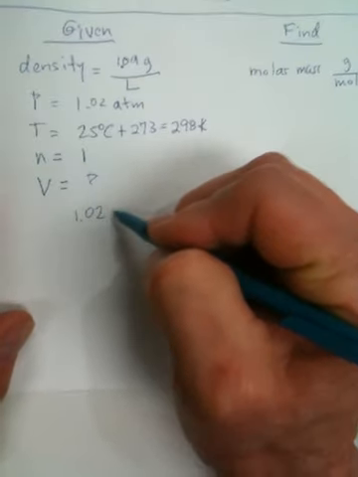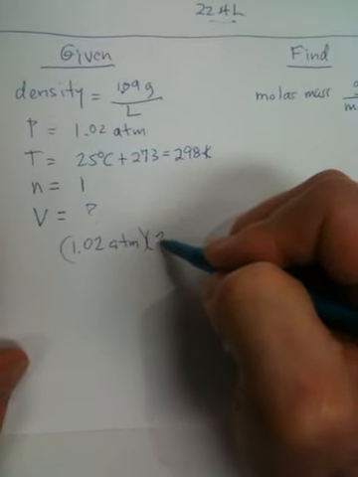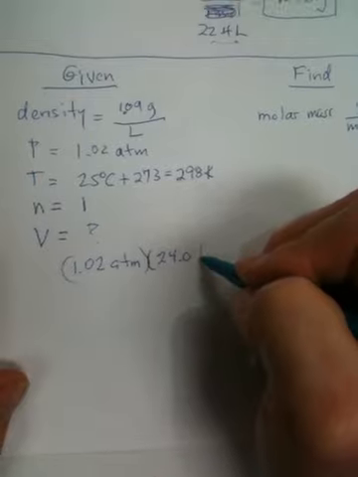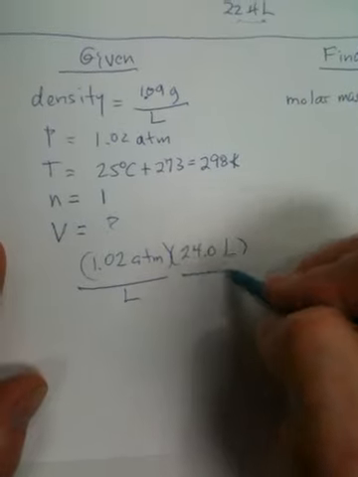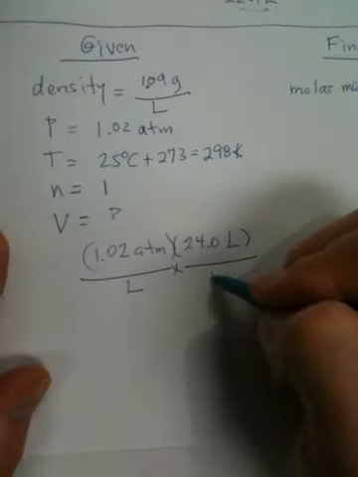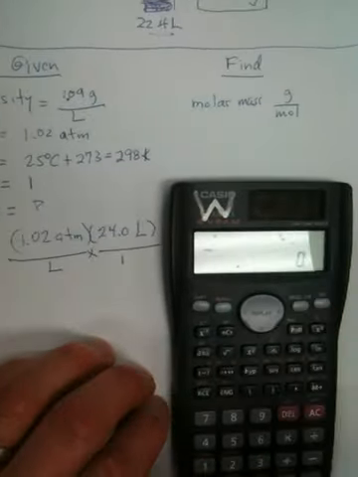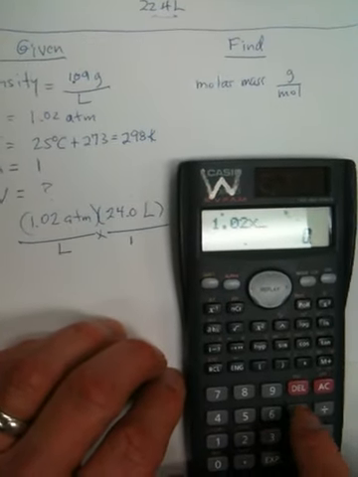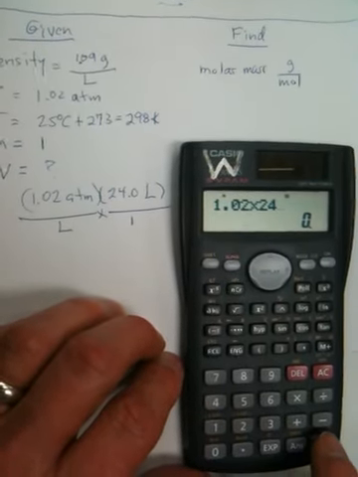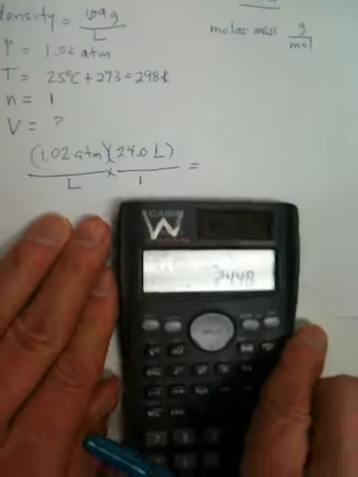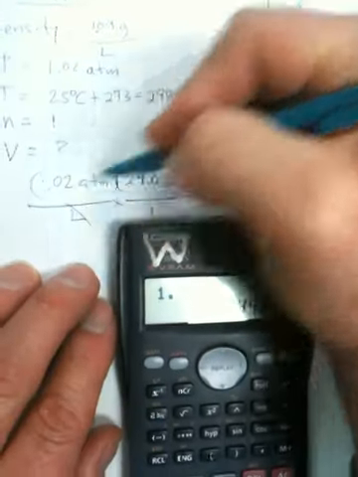We have 1.02 atmospheres times 24.0 liters, and this was atmospheres over liters. I should have put a times here between these. And this is over 1. And now when I multiply these out, I'm going to have 1.02 times 24.0, which we don't need to put the 0.0 in for the calculator's sake. And we come up with 24.5, and what do we have left here?